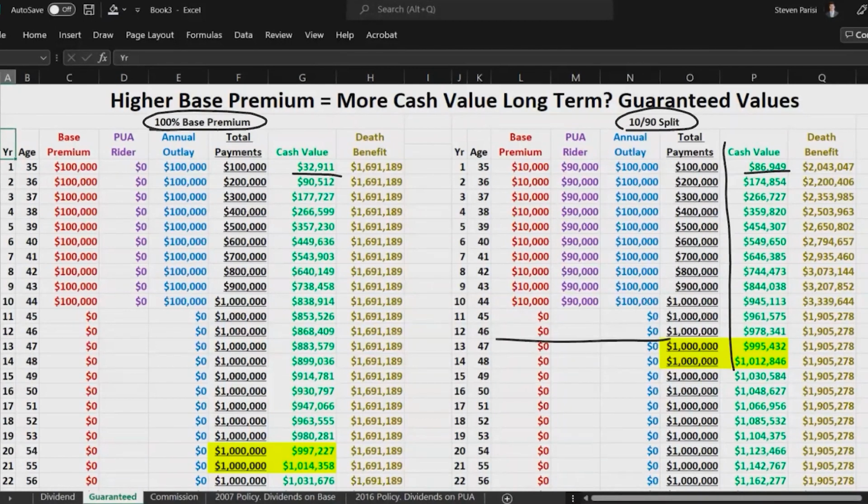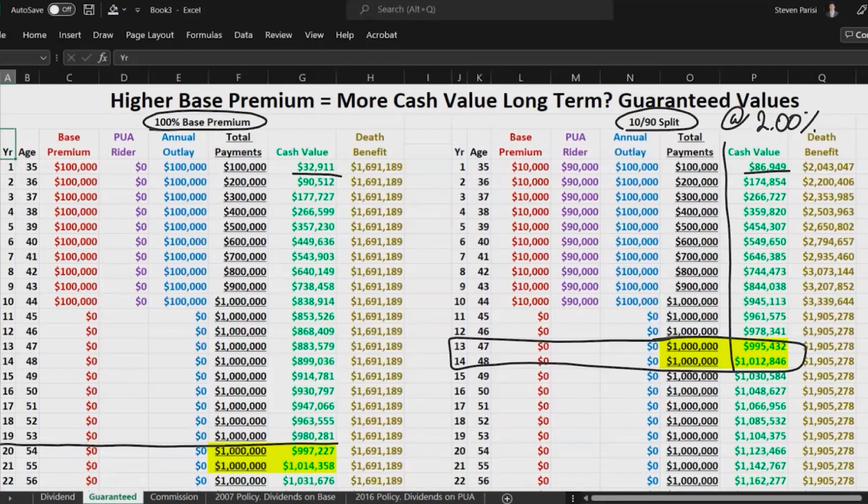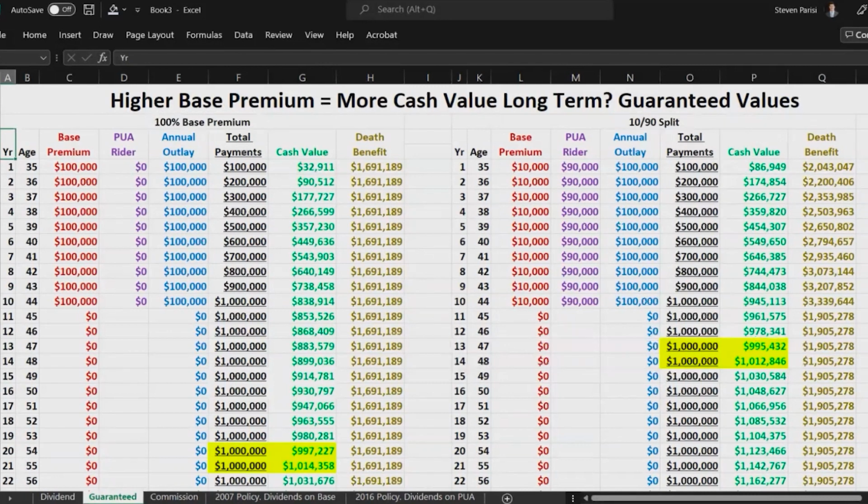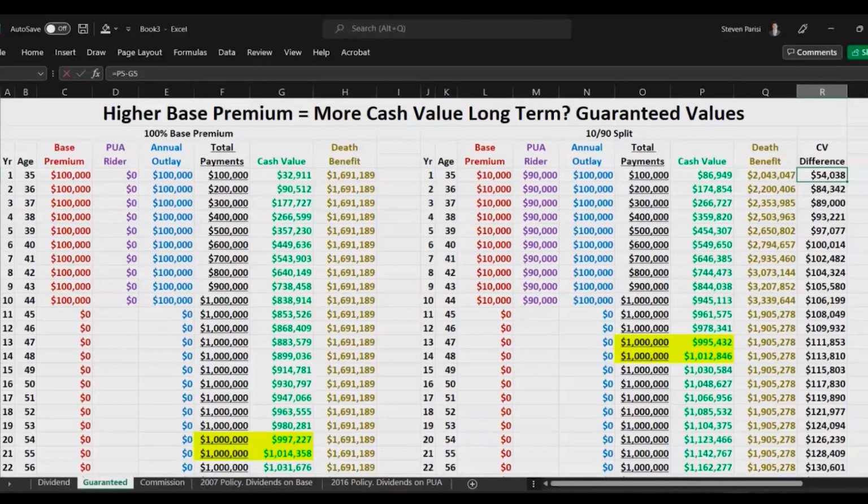When's your break-even point? Between years 13 and 14. And the guaranteed rate, by the way, with this product is at 2% on both examples, same product. What's the break-even over here? Almost year 20, year 21, you are positive. So let's take a look at the difference in cash value, shall we? So what do we see here as we scroll down?